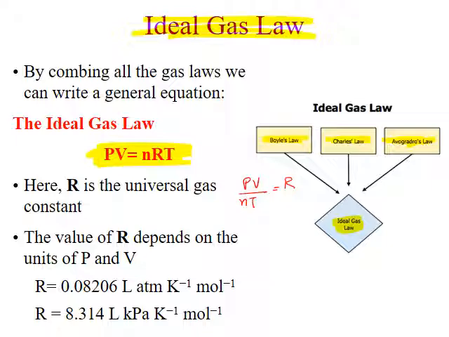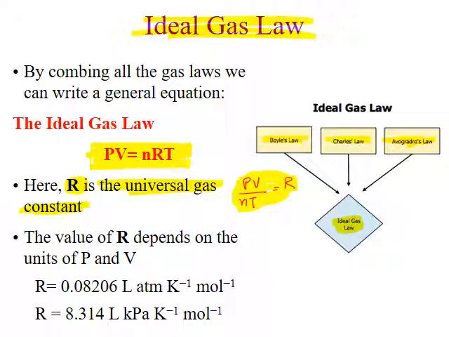We saw from Boyle's law that P times V equals a constant value. We saw from Charles' law that V over T is a constant value, and V over n is a constant value from Avogadro's law. So basically, if you combine all these factors in this particular way, it is going to be equal to a constant, and that constant is written as R and is called the universal gas constant. And that's why if you rearrange this expression, it gives you the ideal gas law, PV equals nRT.